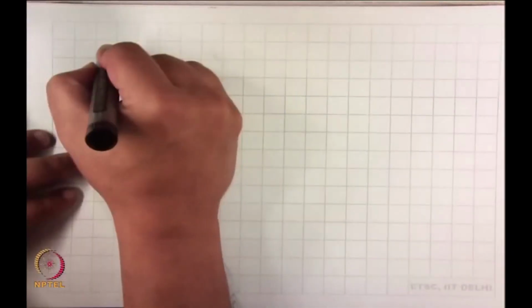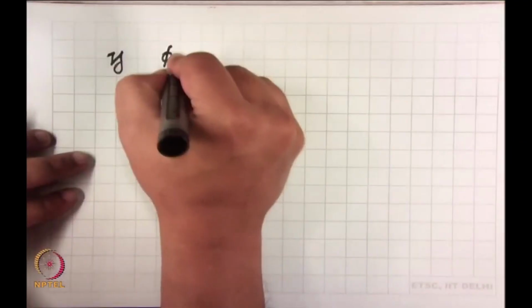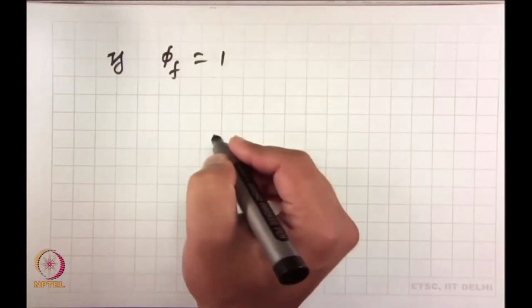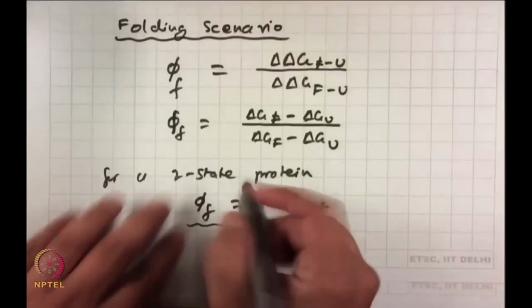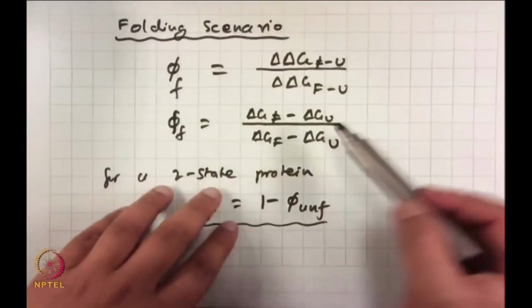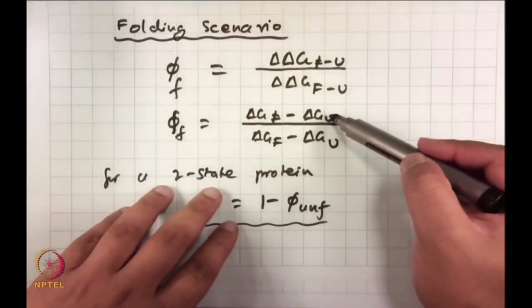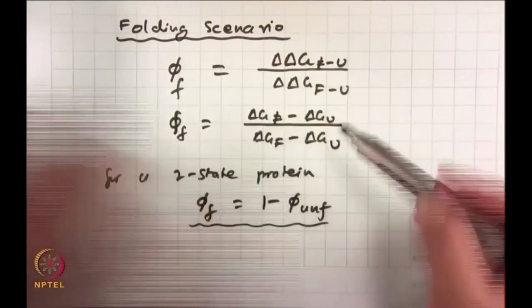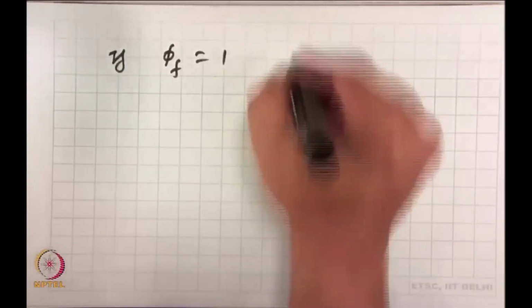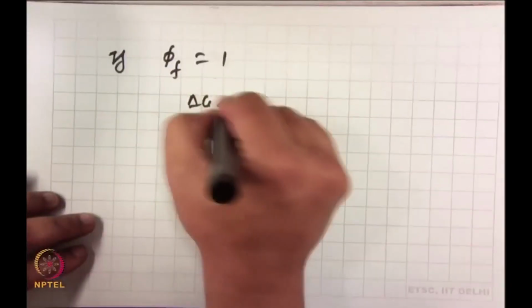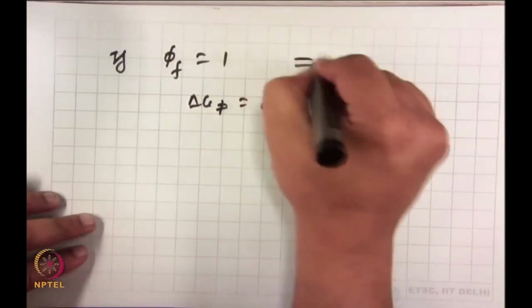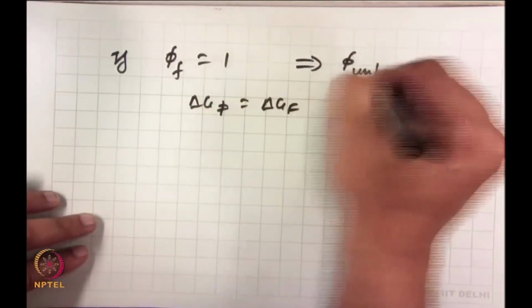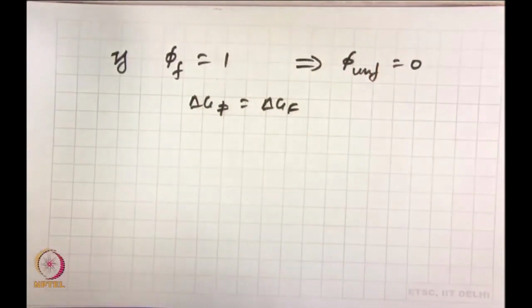So, that means if phi folding is equal to 1, I will not do the math anymore. If phi folding is equal to 1, what would you get? Tell me from here. The delta G U cancels out. So, what am I left with? Delta G hash would be equal to delta G F, and this was equivalent to what? Phi unfolding equal to 0. That is what we found, right.